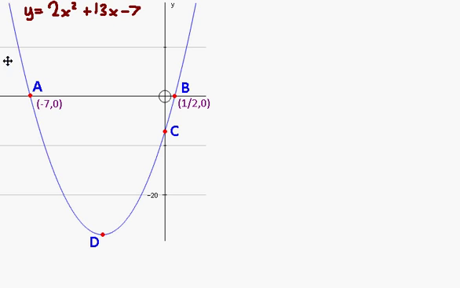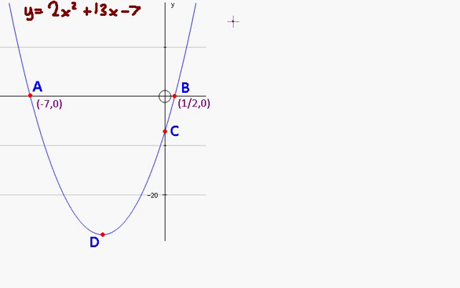So I've written in the two coordinates for A and B: minus 7, 0 and 1/2, 0. Now, another method to finding these coordinates is using the quadratic formula.